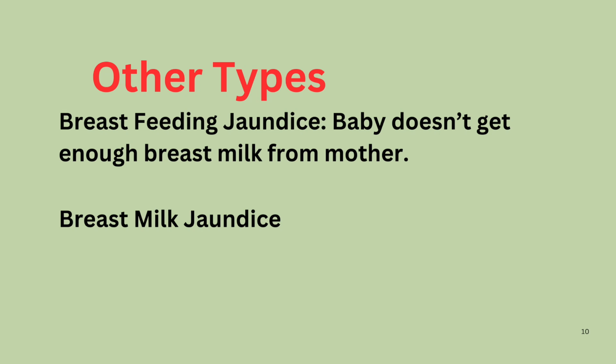Another type is breast milk jaundice. This type of jaundice occurs when some substances in breast milk prevent breakdown and processing of bilirubin.